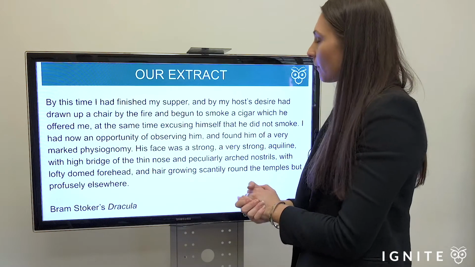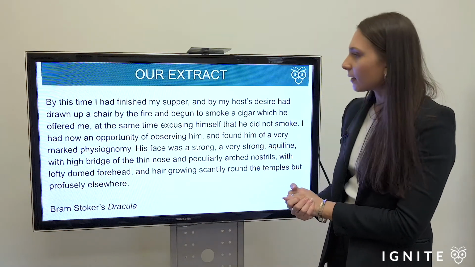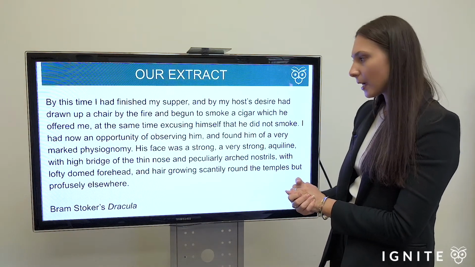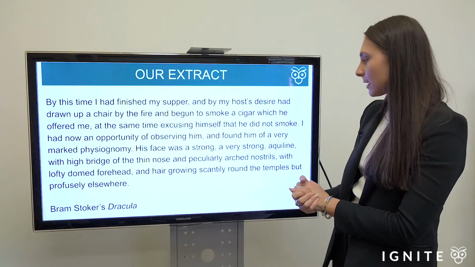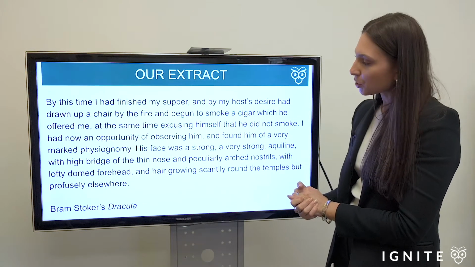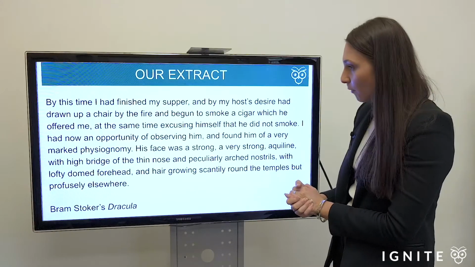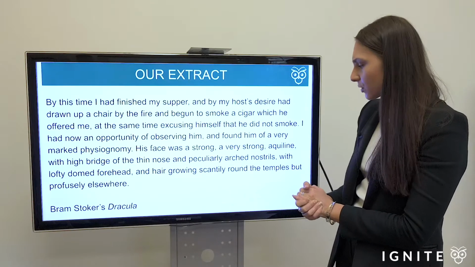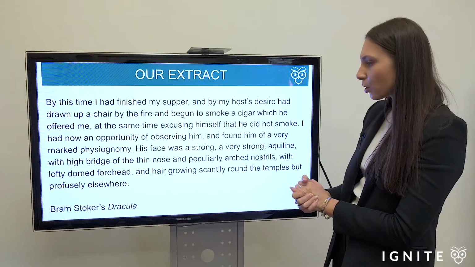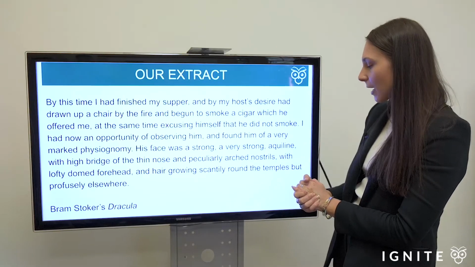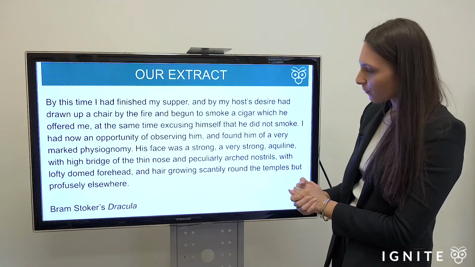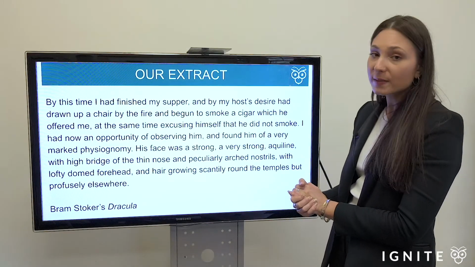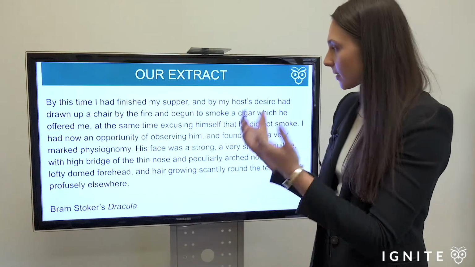By this time, I had finished my supper, and by my host's desire, had drawn upon a chair by the fire and begun to smoke a cigar, which he had offered me, at the same time excusing himself that he did not smoke. I had now an opportunity of observing him, and found him of a very marked physiognomy. His face was a very strong, aquiline, with high bridge of the thin nose and peculiarly arched nostrils, with lofty domed forehead and hair growing scantily round the temples, but profusely elsewhere.